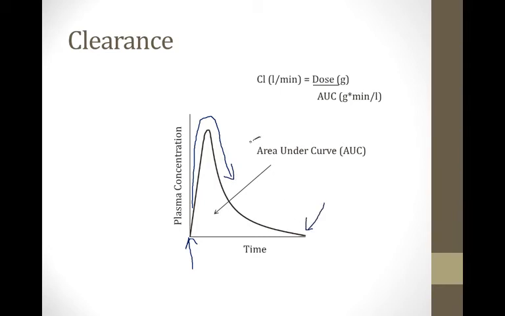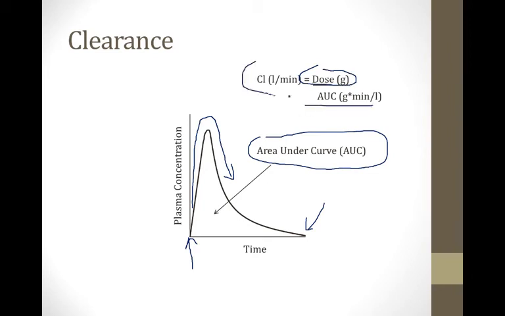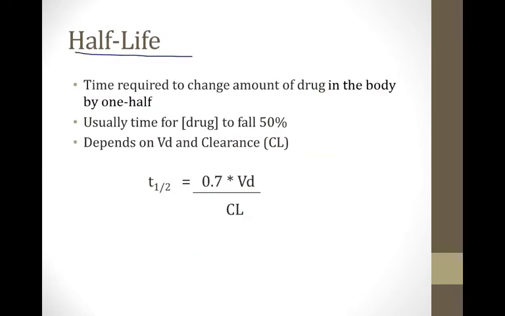You can use the area under the curve, which can be determined mathematically, to calculate the clearance. If you take the dose that was initially administered and divide by the area under the curve, you will get an answer that has units of liters per minute, and that answer will be the clearance of that drug from the body. Now let's talk about half-life. So the half-life of a drug is the time required to change the amount of drug in the body by 1/2. And it's usually determined by calculating the time required for the concentration of the drug to fall by 50%.